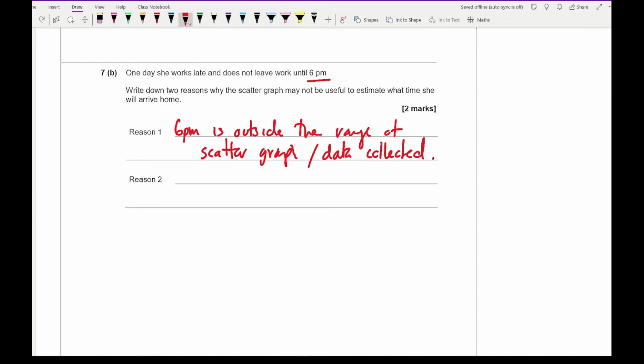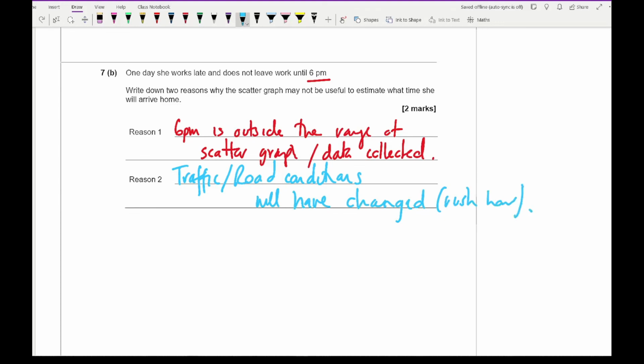And another one you could have given is that if she's going to leave work at 6 p.m., the traffic / road conditions will have changed. And you could mention like rush hour, and something along those lines would be absolutely fine for the 2 marks.